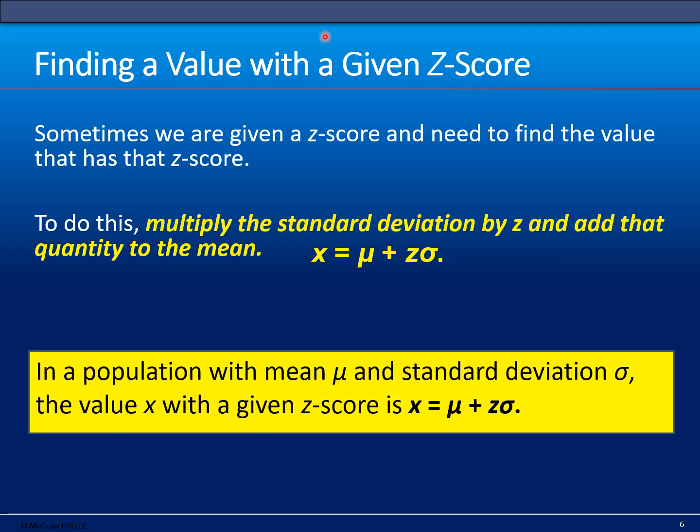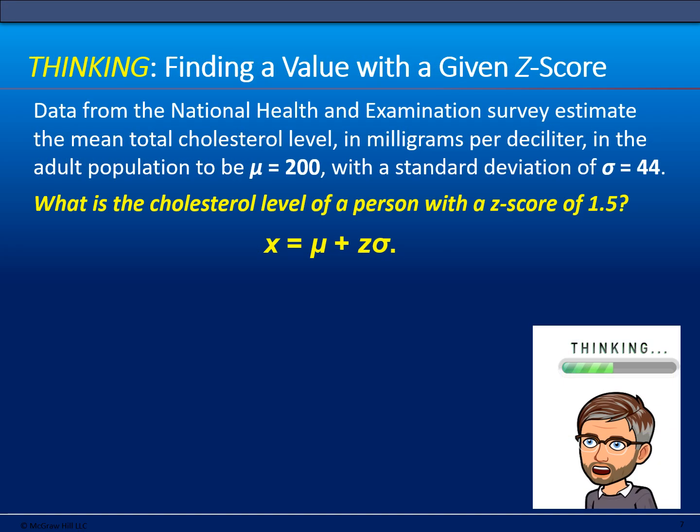So in a population with mean mu and standard deviation sigma, the x value with a given z-score is x equals mu plus z sigma. Again, we might ask, what data value has a z-score of +1? And then we would use this form. Go ahead and hit pause and see if you can solve this.